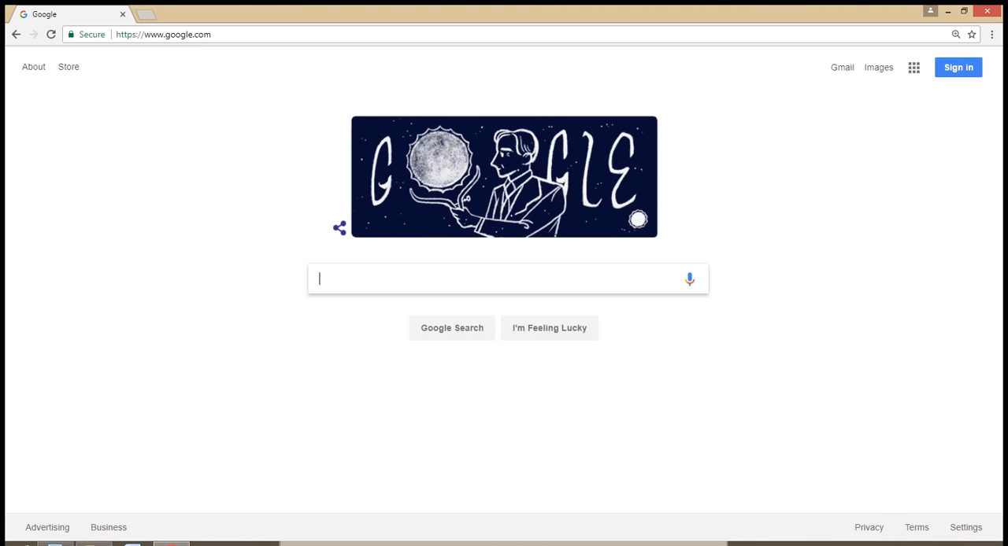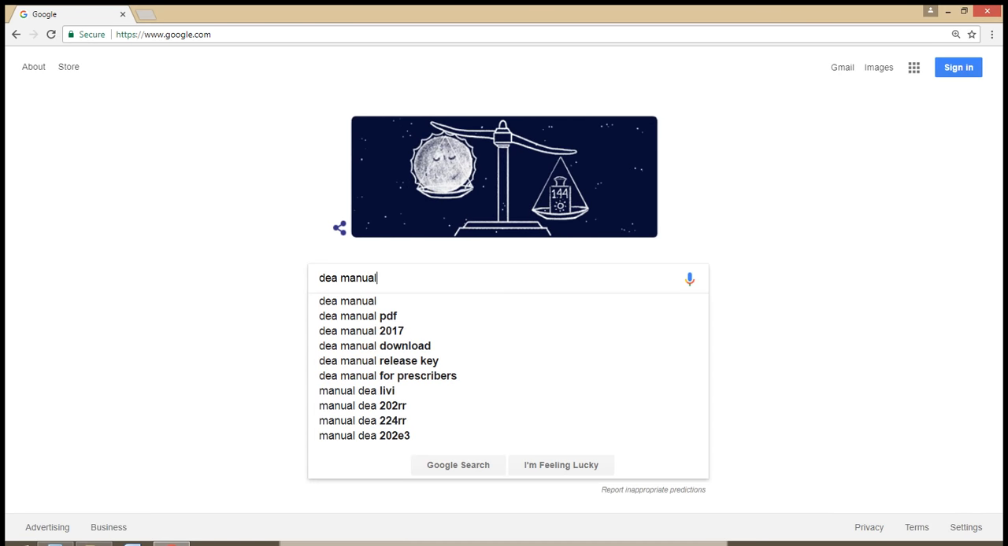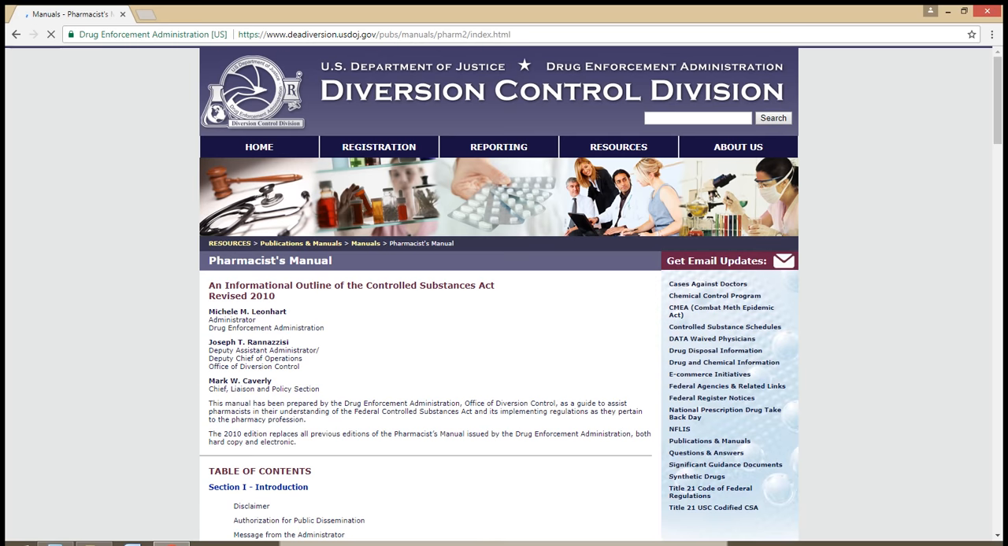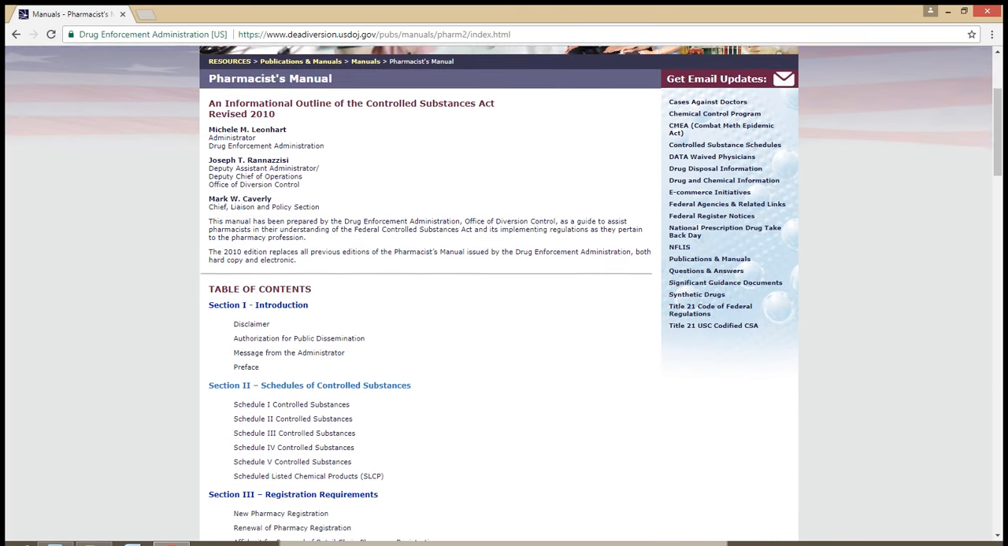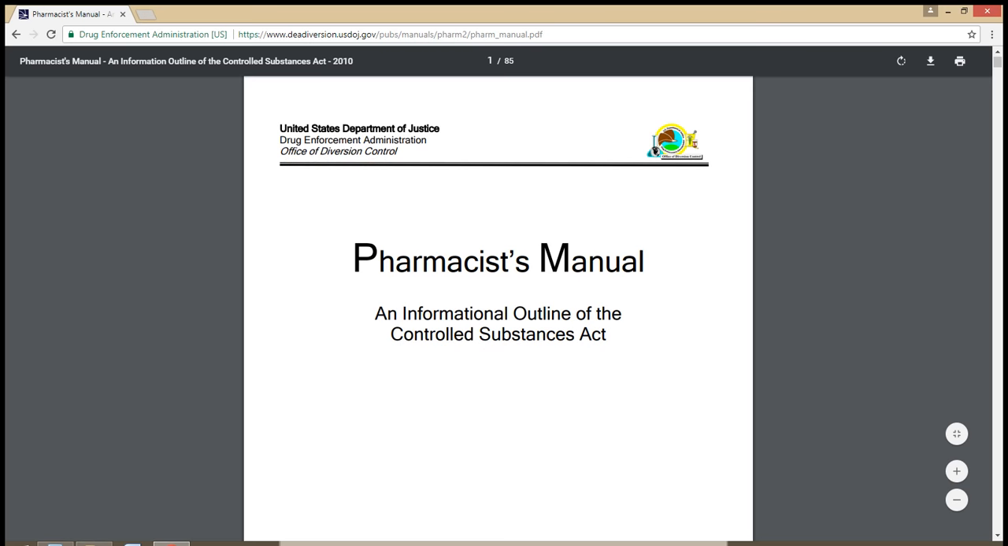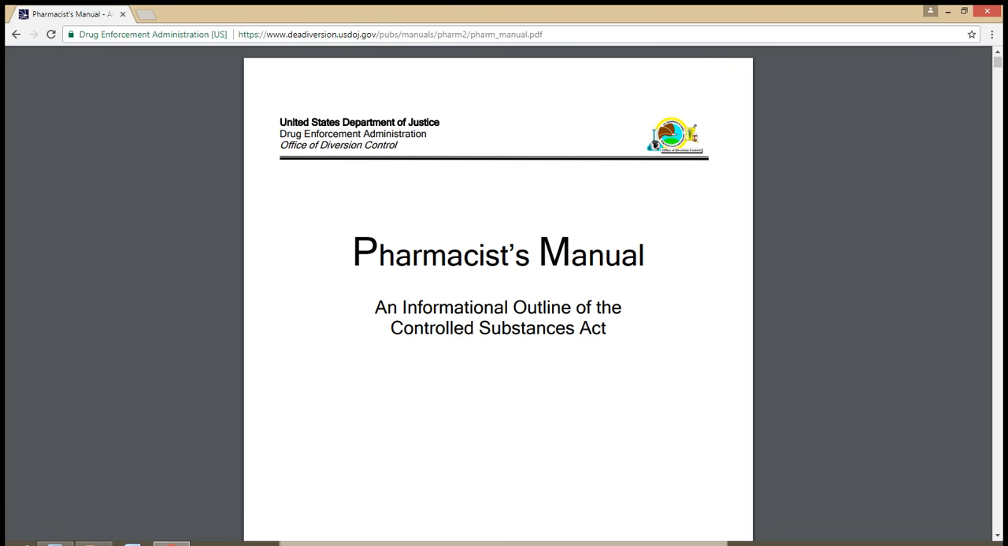All right, so when you go to google.com, just write DEA Manual right there. And the first option right here, that is what you want to click on. And it will bring you to the website for the DEA. So you want to scroll all the way down to the bottom, and here is the PDF that you want to click. All right, and here is the pharmacist manual. This is a very important thing to read, like I said, before taking the MPJE.